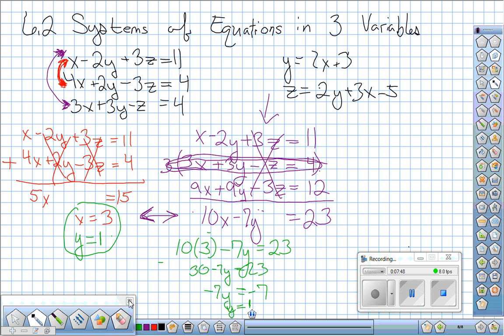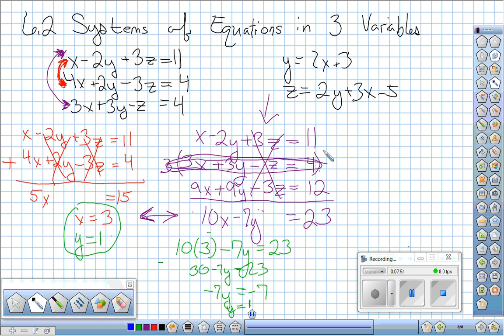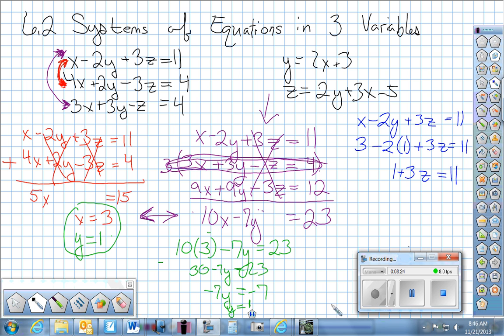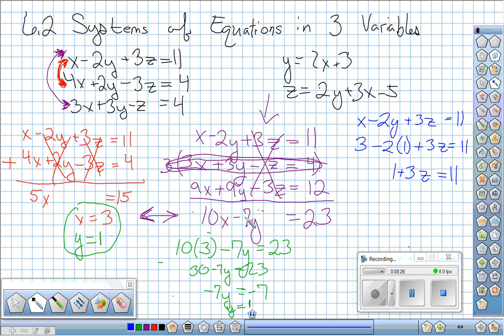I'm going to do that off to the side over here. I'm going to pick the top equation, so I'm just going to rewrite it for you guys. So I have x minus 2y plus 3z equals 11. I'm going to plug in the x and the y that I know. X is 3 minus 2 times 1 plus 3z equals 11. I'm going to add my like terms right here. 2 times 1 is 2, so 3 minus 2 is 1, plus 3z equals 11.